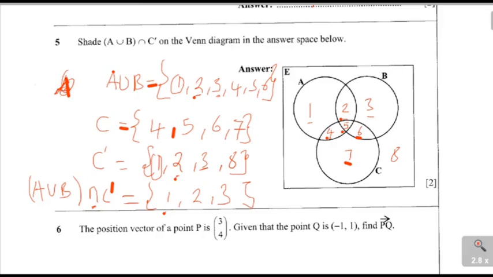Now go back to your circles, identify where you have 1, 2, 3. Your 1, 2, 3 is here. This is your 1, 2, 3. It's the one that you are going to shade. This is where 1, 2, 3 is lying. So this is what you are going to shade. I hope this has helped you to be able to shade the Venn diagram.